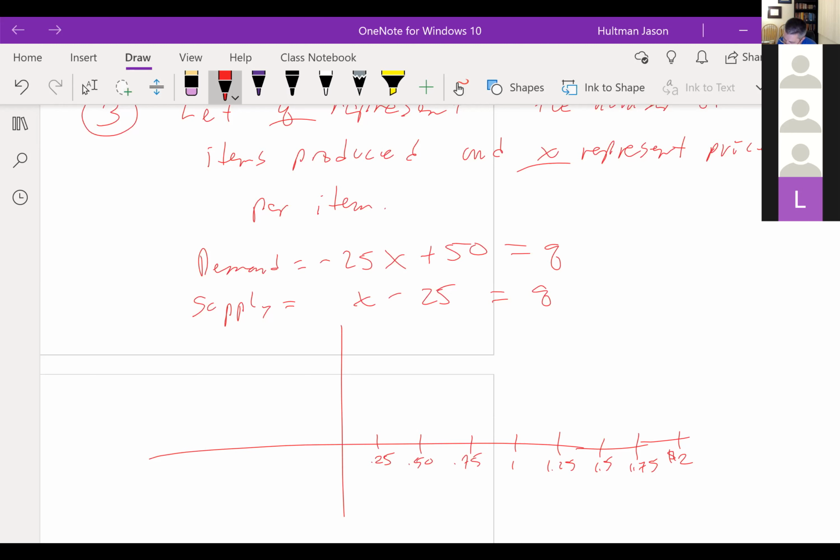Okay. Now, what's the y-intercept here? The y-intercept is 50, right? So maybe I'll go up by tens here. 10, 20, 30, 40, 50. Obviously, this is not to scale, but it doesn't matter.